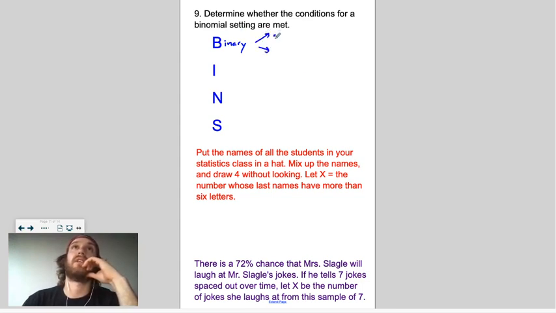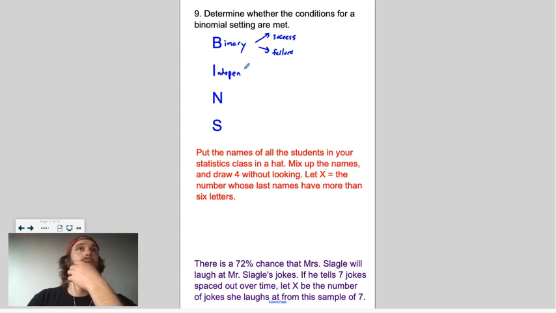Binary means there is only success and failure in each attempt within the binomial situation. So like in basketball, you can only make the basket or you can miss, right? There's no in between. You want to know that the trials are independent of each other. So the probability of one attempt doesn't change the probability of the next. Coin flips should be 50% every single time. You flip one coin, the next flip isn't dependent.